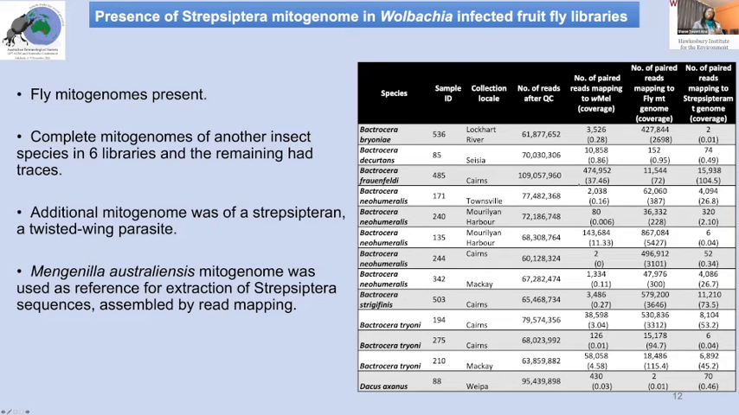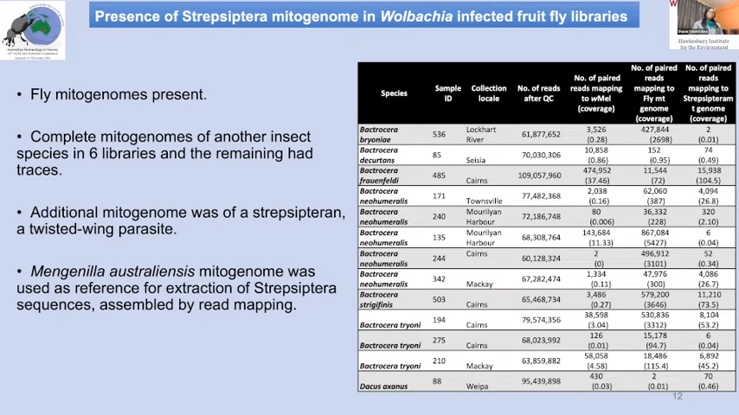So preliminary identification of this additional mitogenome showed that it belonged to a strepsipteran, or else called a twisted wing parasite. So we wanted to understand more of why we have this additional mitogenome in our libraries. So what we did is we used the Mengenilla australiensis strepsipteran mitogenome as a reference for extraction and filtering of these strepsipteran sequences, followed by assembly and read mapping.